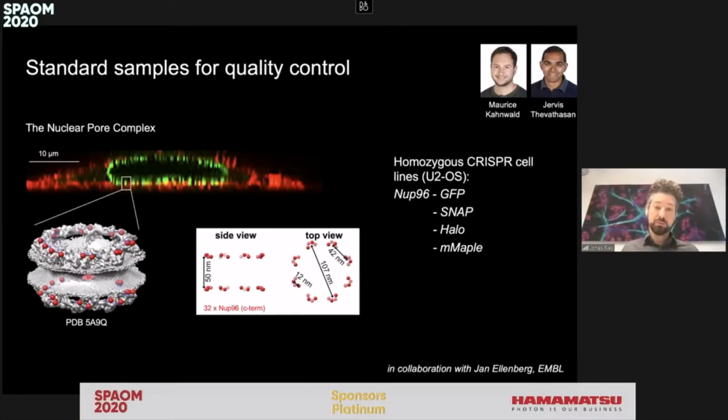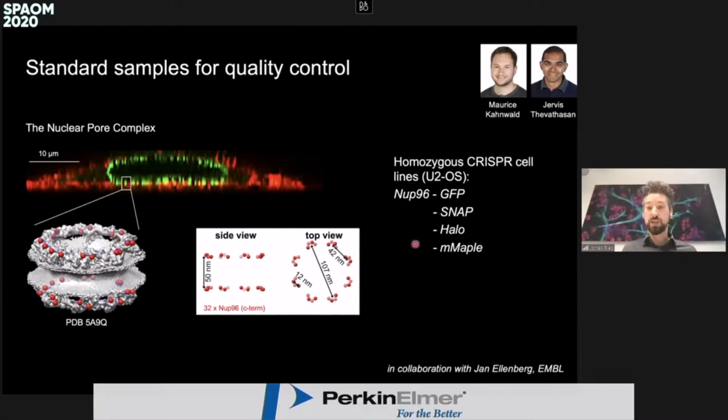So we chose as a target protein NUP96 that forms 2 rings in the nuclear pore complex. Each of these rings has 8 proteins. And what is nice about this protein is that both rings are in register, so that in the top view, we can nicely see the 8-fold symmetry of the nuclear pore complex. We then created homozygous CRISPR cell lines in which we labeled NUP96 with 4 commonly used labels. And that means that in these cell lines, all of the target proteins are labeled. So we don't have any unlabeled proteins. And since we label the endogenous proteins, we also don't change the number of proteins in the cell.